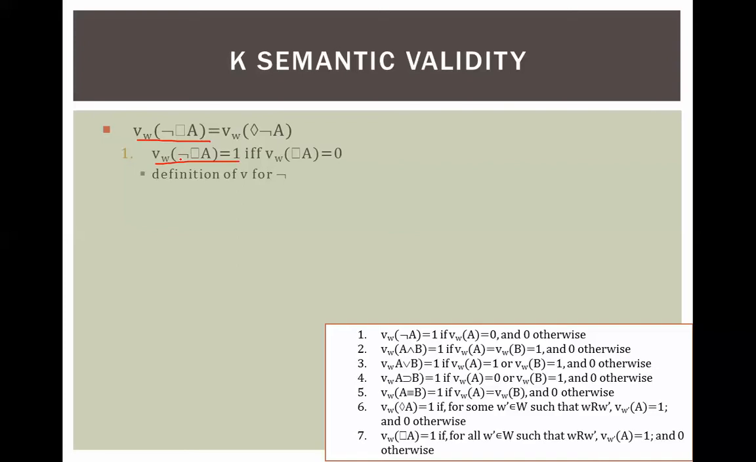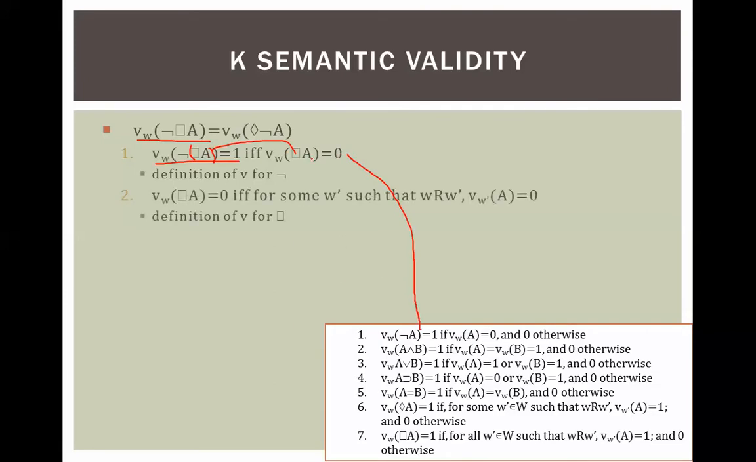The truth value at a world of not necessarily A is 1 if and only if the truth value of necessarily A is 0. And that's this rule right here, right? That's the not rule. So the truth value of not this is 1 if the truth value of that same thing is 0.